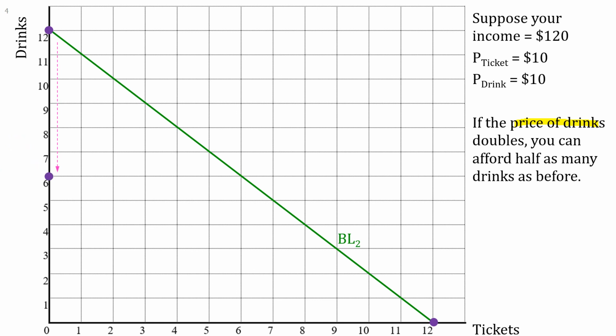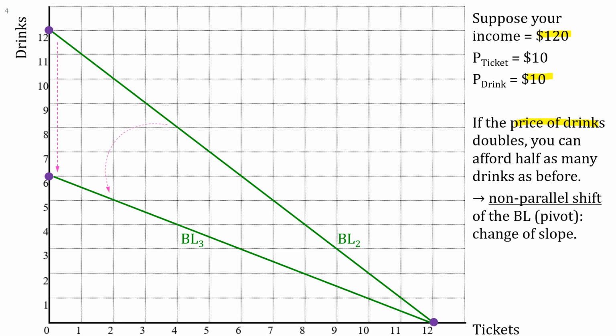So instead of 12, you can only afford 6 because the price of drinks, instead of 10, is 20 now, right? So if you divide 120 over 20, you get 6. And you get a new budget line, budget line 3, where the slope is different. So that's a non-parallel shift, and that's called a pivot.